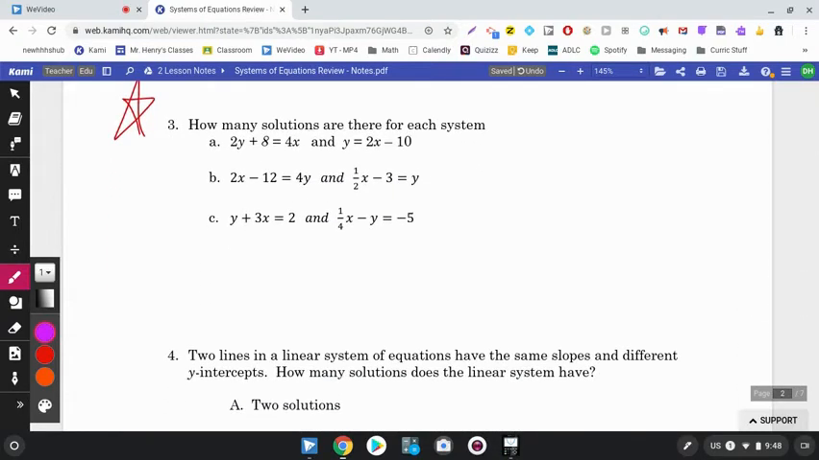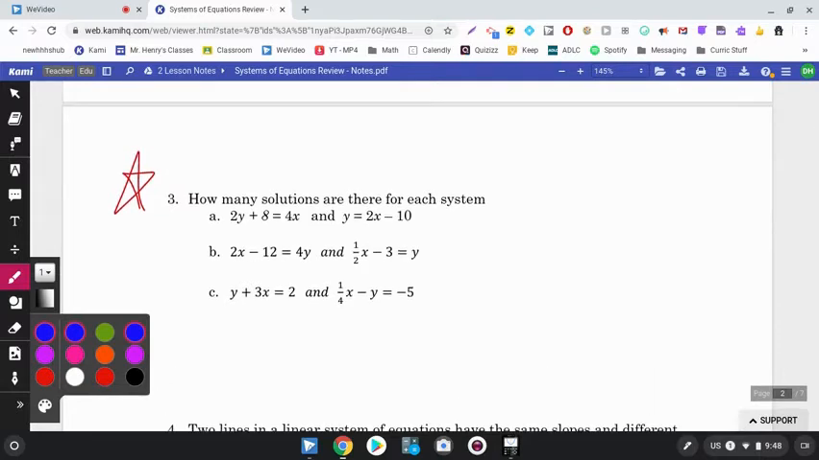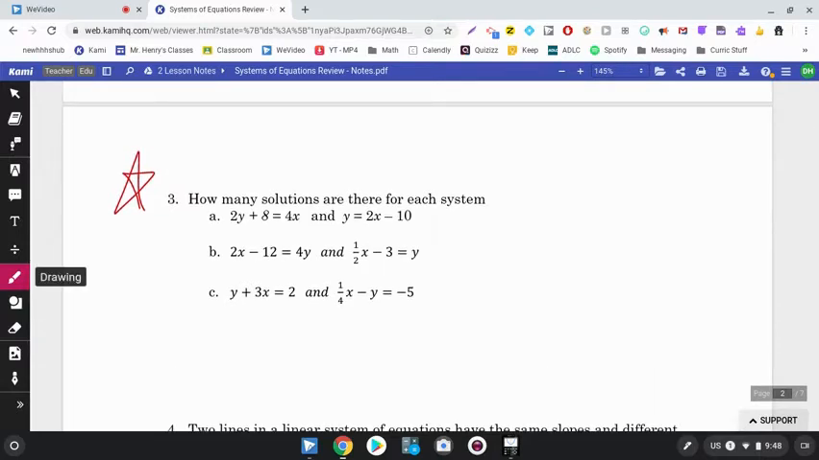All right, how many solutions are there? This is the second type of thing we look at. There's three options. You could have one solution. You could have zero solutions, we'll do that one next. Or you can have an unlimited amount, so an infinite amount of solutions.